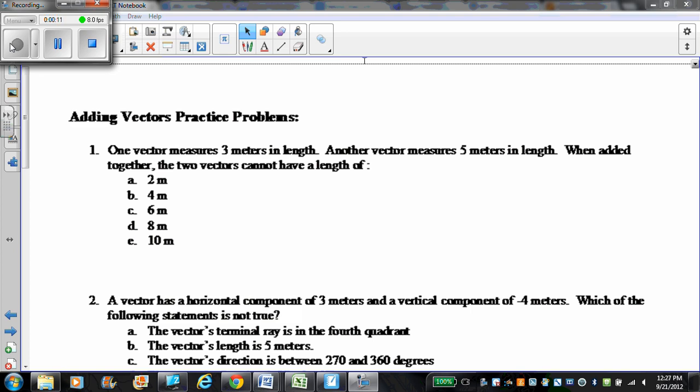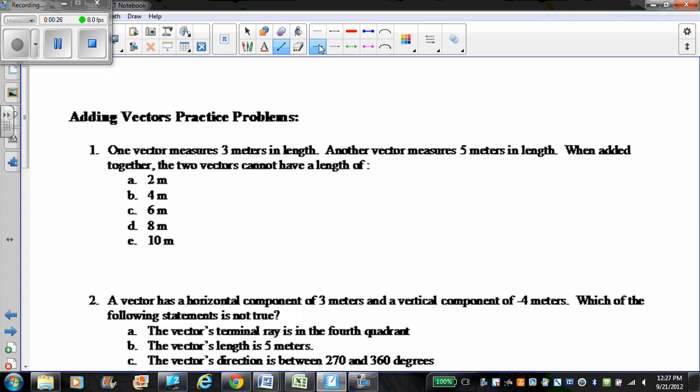Question 1. One vector measures 3 meters in length. Another vector measures 5 meters in length. When added together, the two vectors cannot have a length of. This is based on a concept from geometry called the triangle sum theorem.